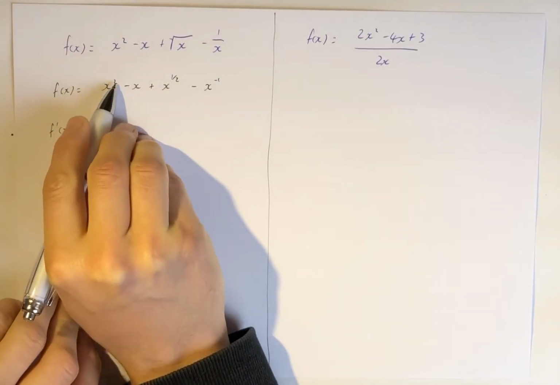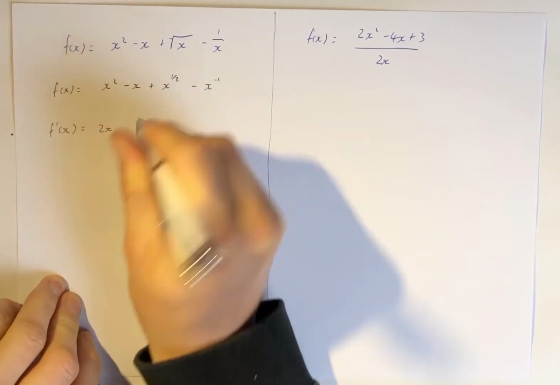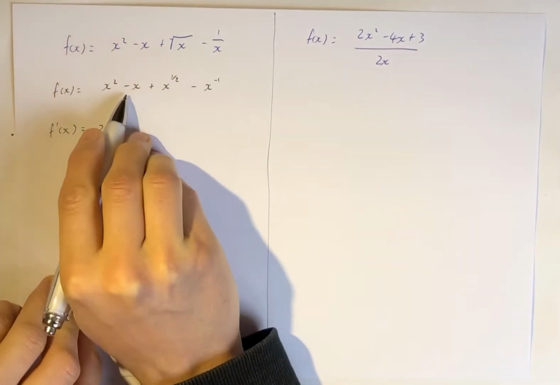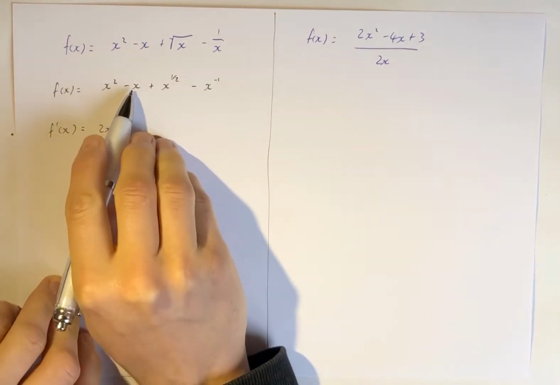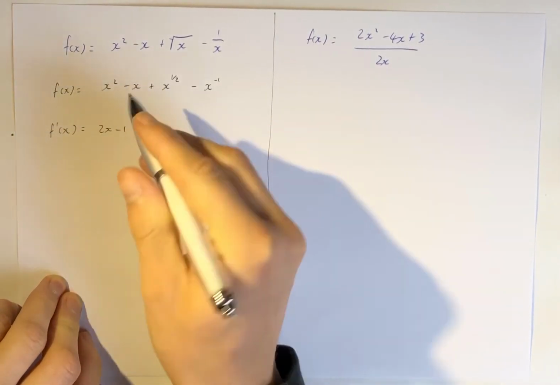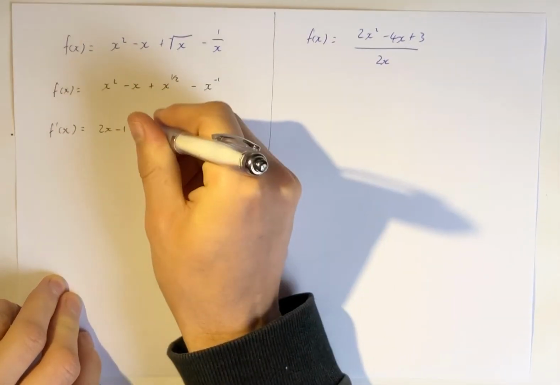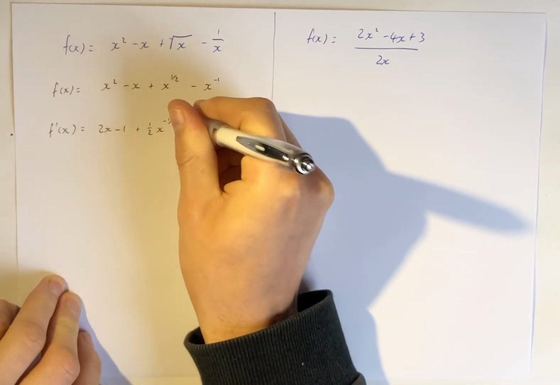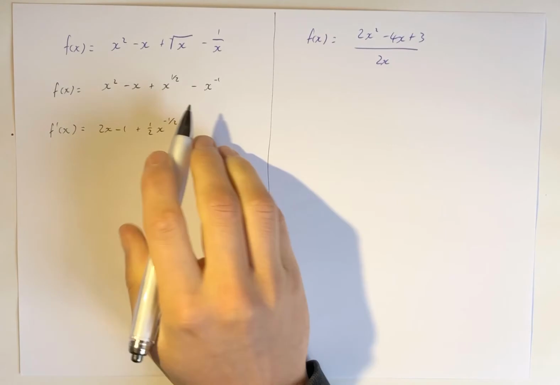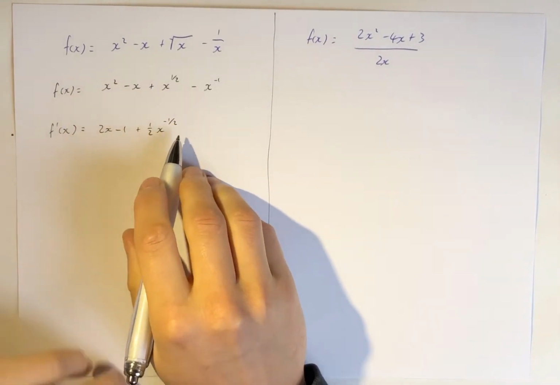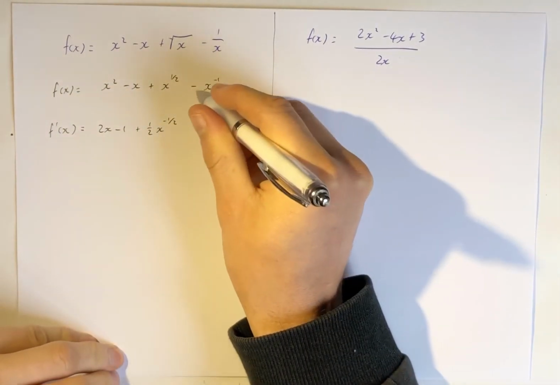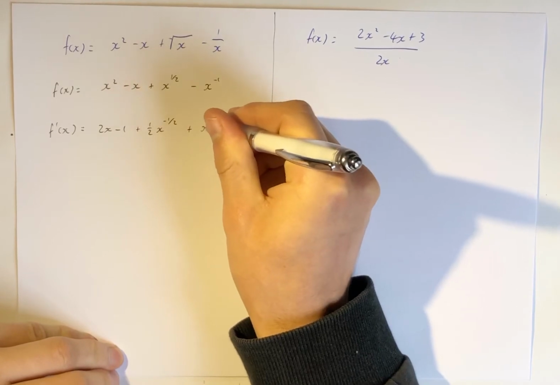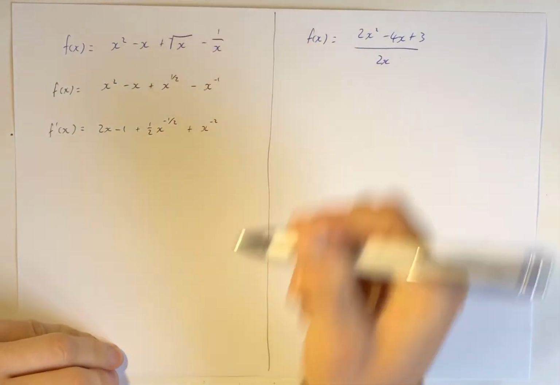f prime of x is now 2x minus 1, just because it's a power of 1, so it's just going to have a constant in front. And now this one's a wee bit interesting. Times by the power, reduced power by 1. So a half take away 1, it's -1/2, isn't it? And now we have -1 times -1, so plus x reduced to power -2.